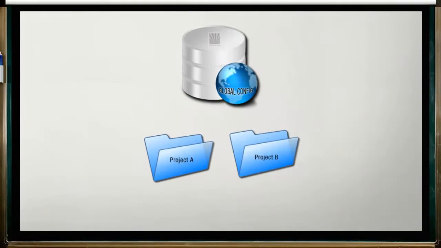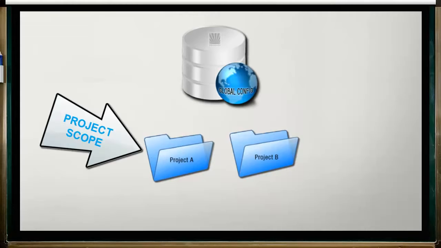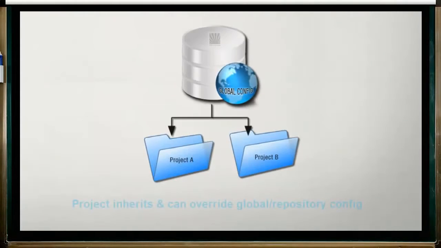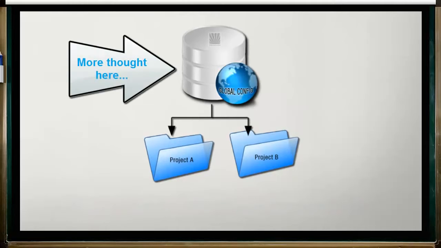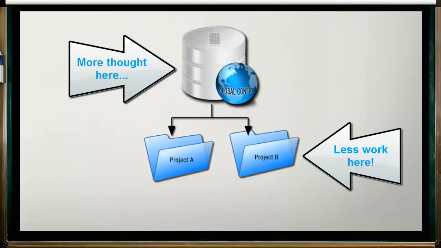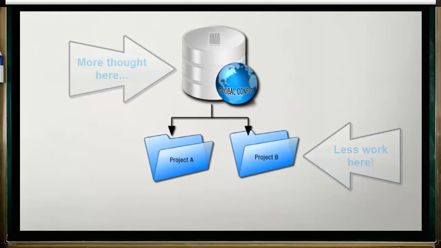Many, though not all, configuration properties can be set in the project scope to create a project-specific configuration. Project scope settings override their counterparts in the global or repository configuration. If you've done your homework and have your global configuration set up for the broadest common denominator, many, if not most, of the projects your users start won't need any customization of the configuration settings at all.